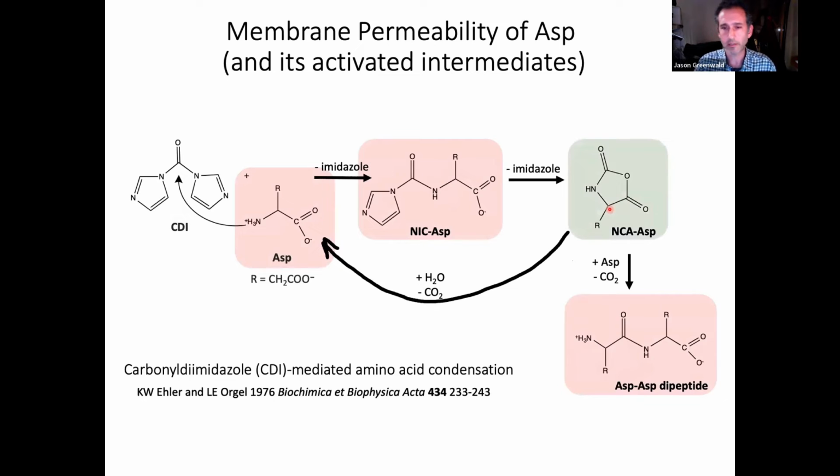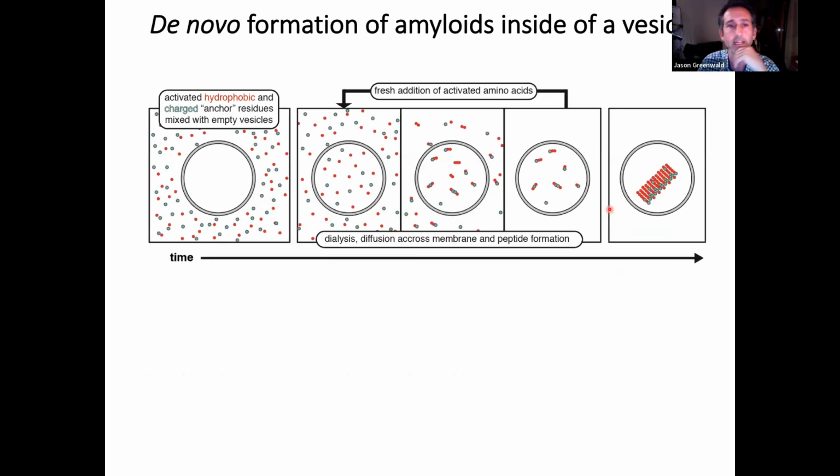We could create a system where you essentially build up the concentration of aspartic acid, or aspartic acid peptides, inside, and they can't escape. So they can get in, but they can't get out. What we did in this case is we started with empty vesicles, and we added on the outside activated hydrophobic amino acids, in this case valine, and charged what I call anchor residues, in this case aspartic acid. And when they're activated, they can get in.